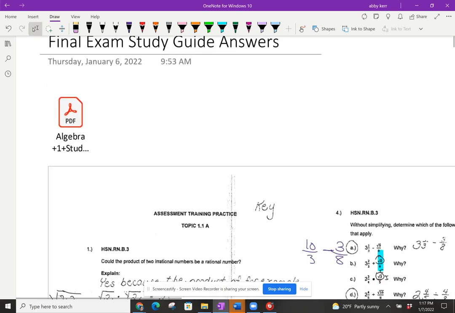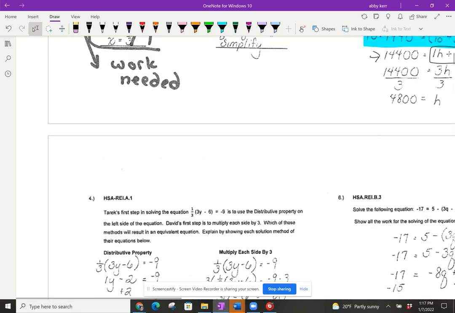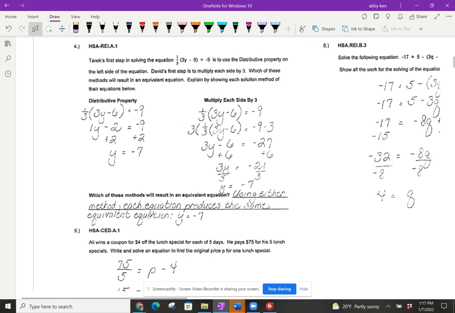So for this next question, let me find it again. I apologize. This is just to show you that no matter how Tarek solved this, he mathematically did it correctly. So when you do this, you can either distribute the 1/3 in and then have a 2-step and get y equals -7.